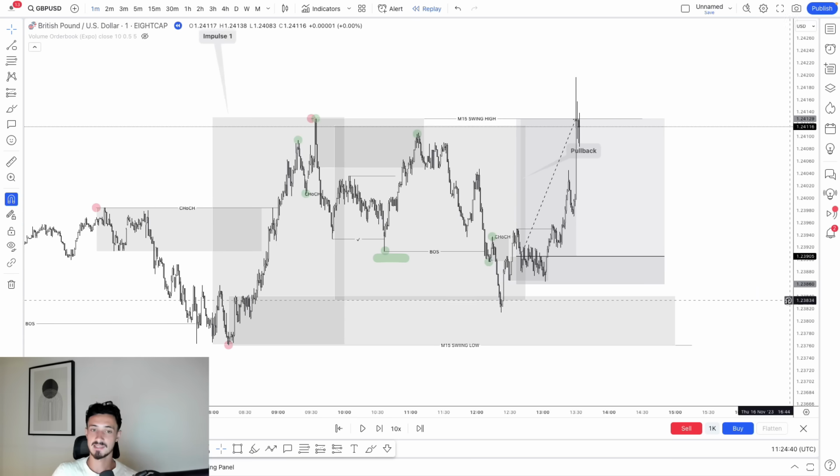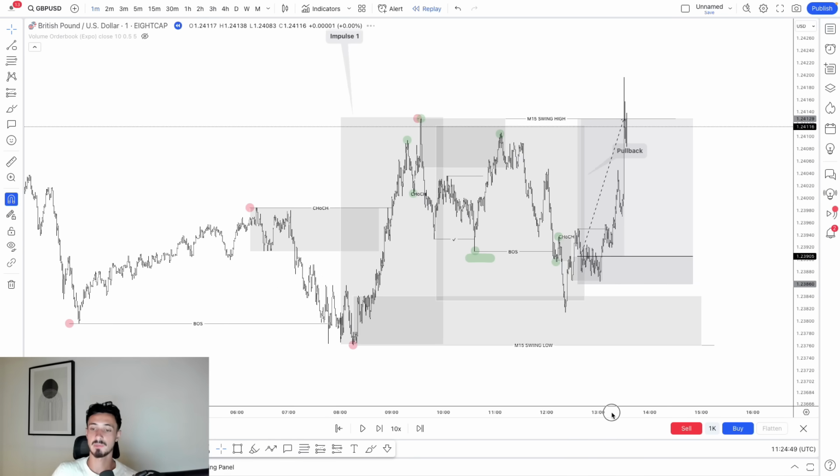And that, guys, is impulse, contraction, impulse. Right? Impulse, contraction, impulse. That is the exact trading model that I rinse and repeat time and time again.